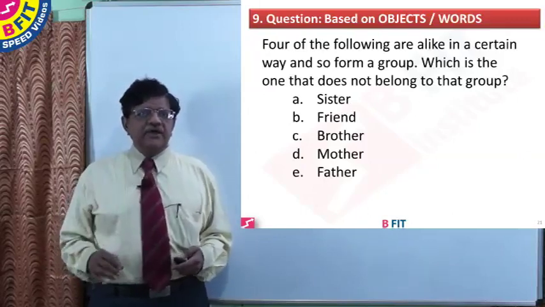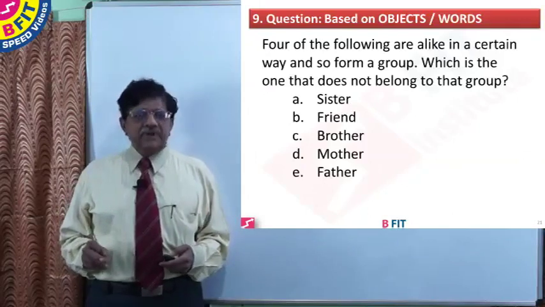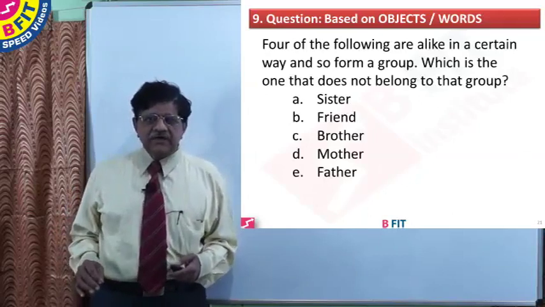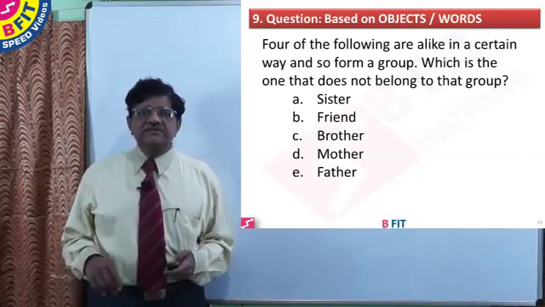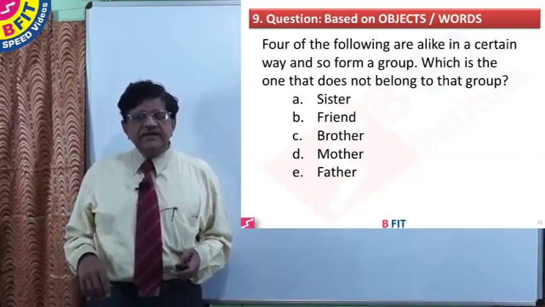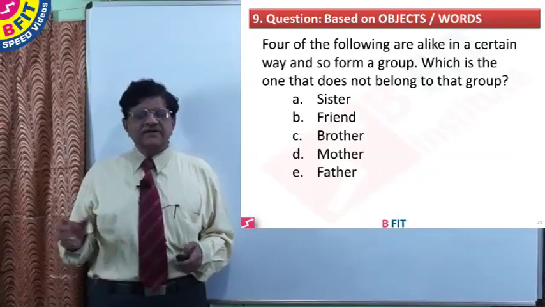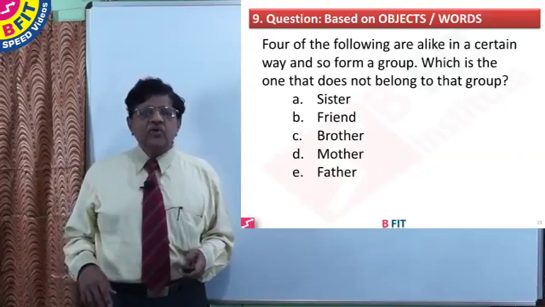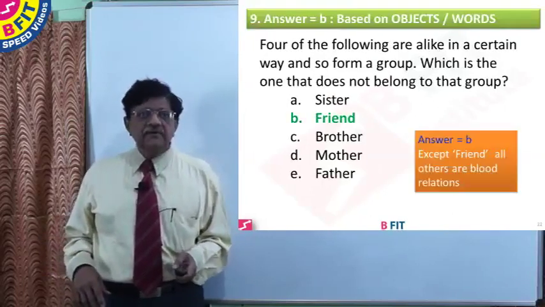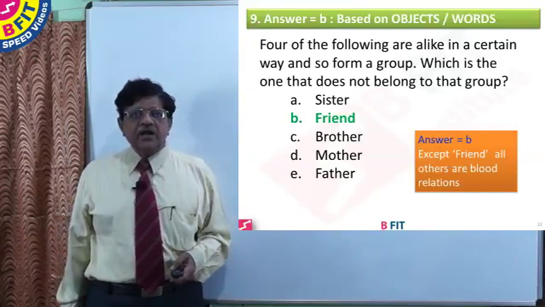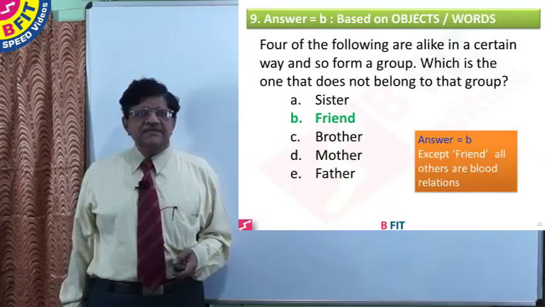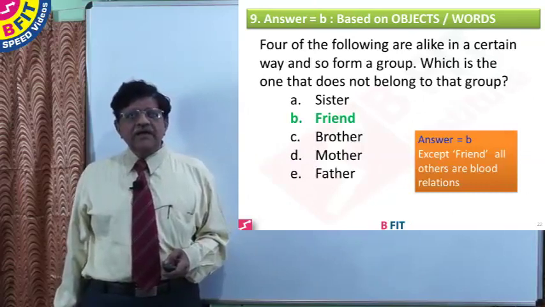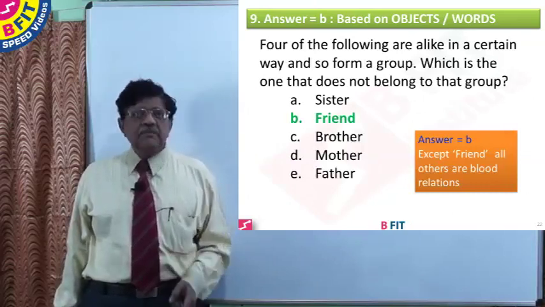Then what is that which makes it different? If you look carefully, you will find sister, brother, mother and father, they are all blood relations, whereas friend is a non-blood relation. Friend will not be a blood relation. Therefore, the odd man out here is friend. Except friend, all others are blood relations. The answer is B, friend. Now let us go to the next question, question number 10.